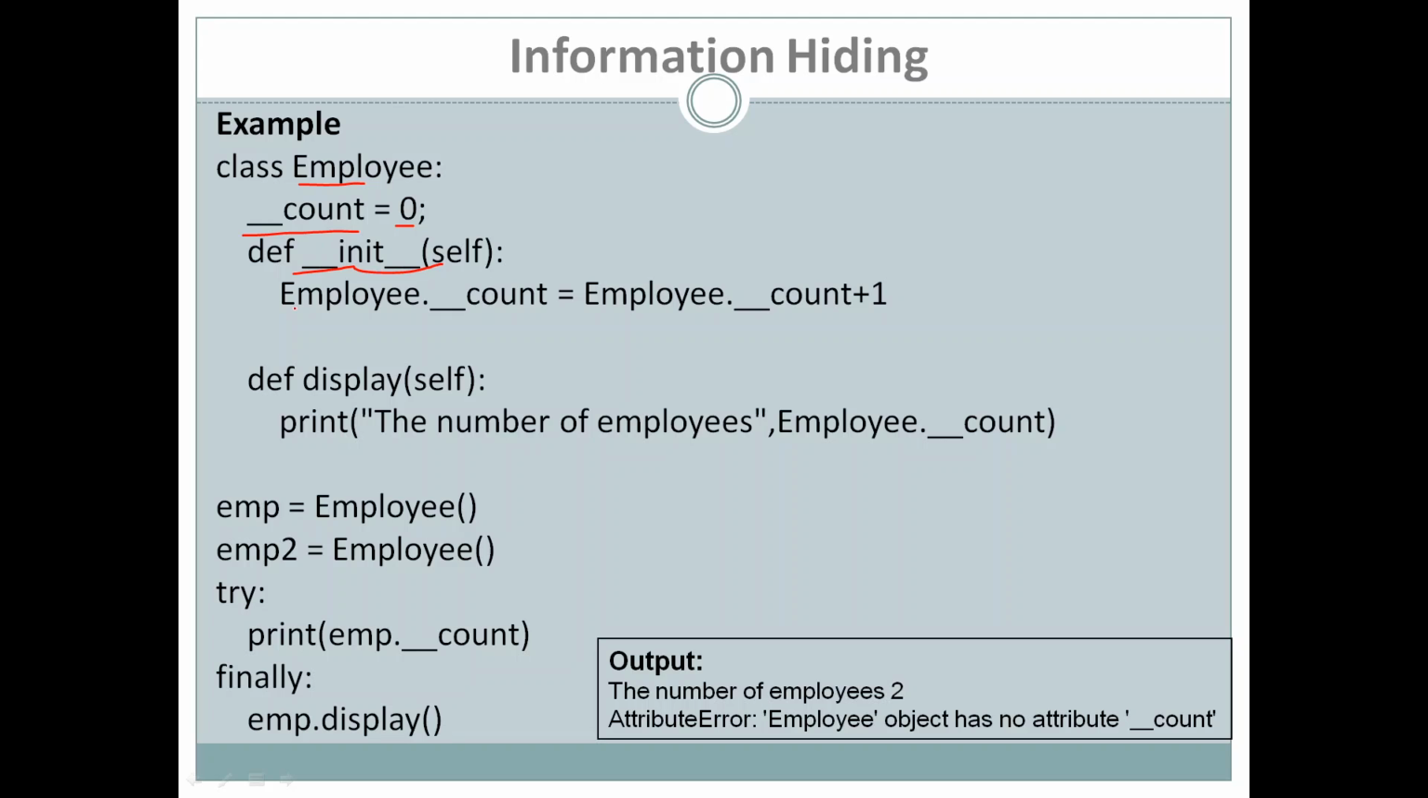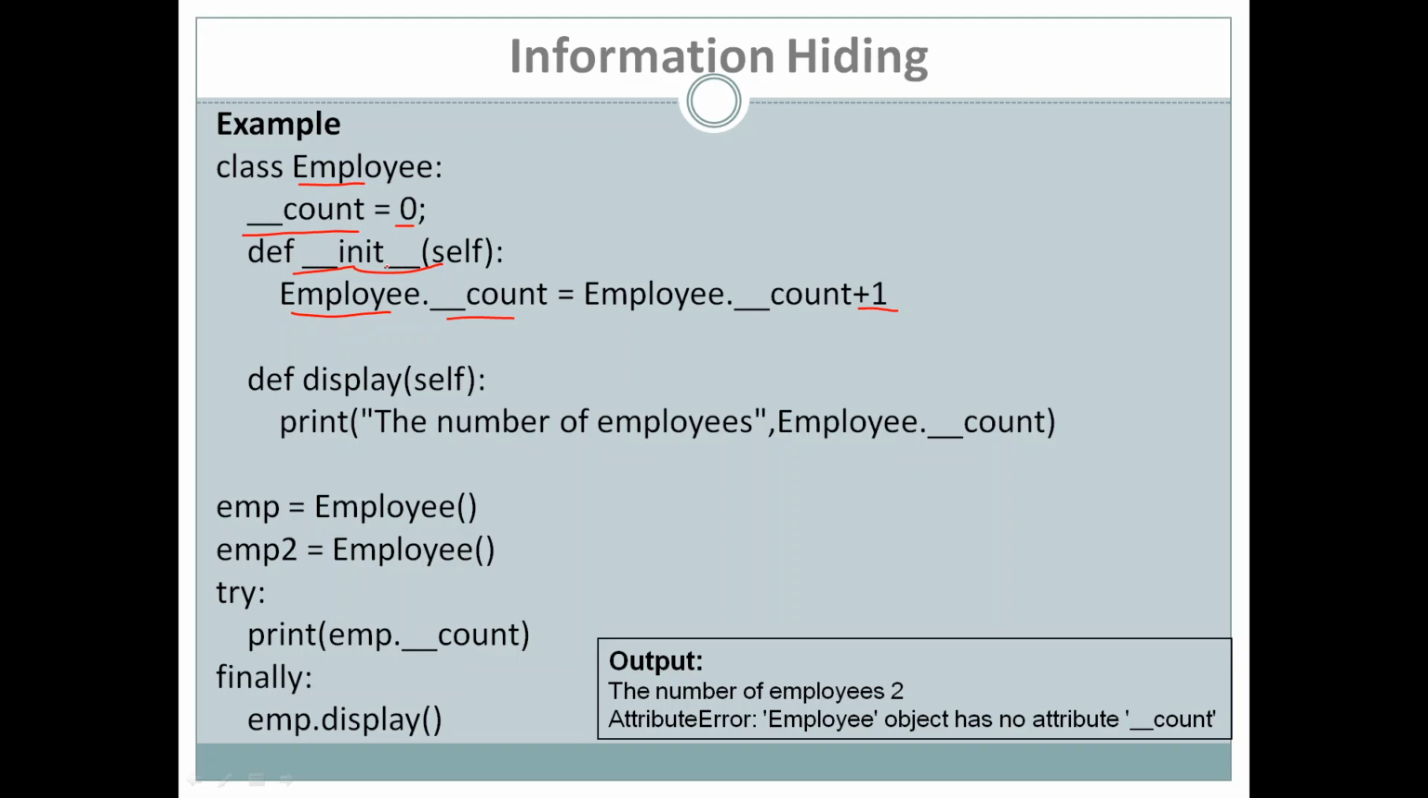Inside the init method, what we have done is we have simply incremented the value of count by 1. So you can see Employee.count. Why Employee? Because Employee is the class name, and count is not an instance variable, it is a class variable. So a class variable is always accessed with the class name. So we have Employee.count equals Employee.count plus 1. That simply means this count is incremented by 1 every time the init is called.